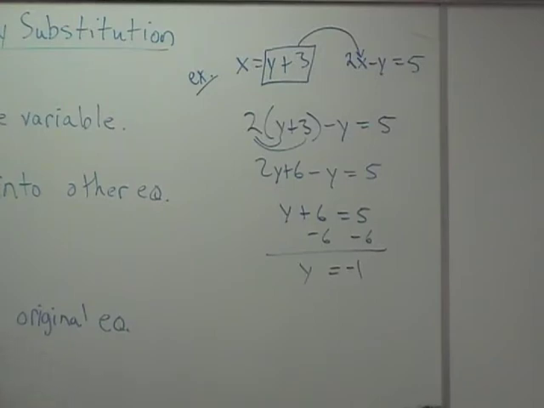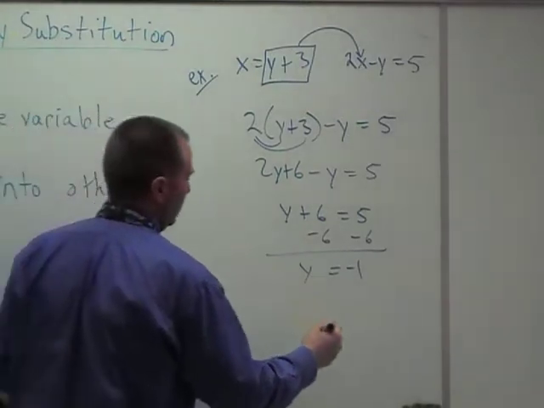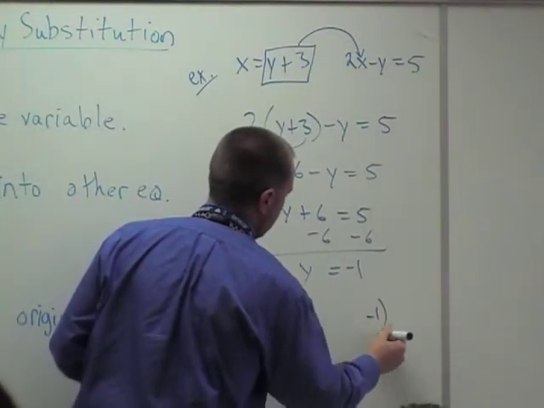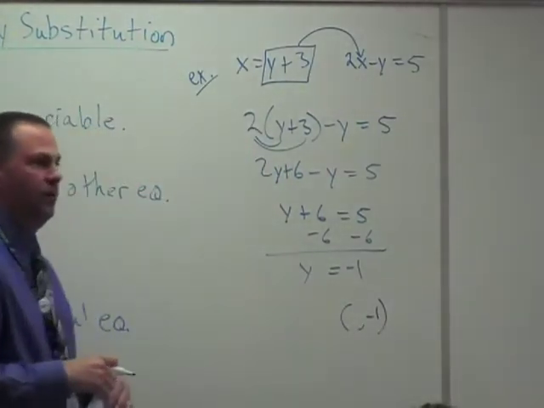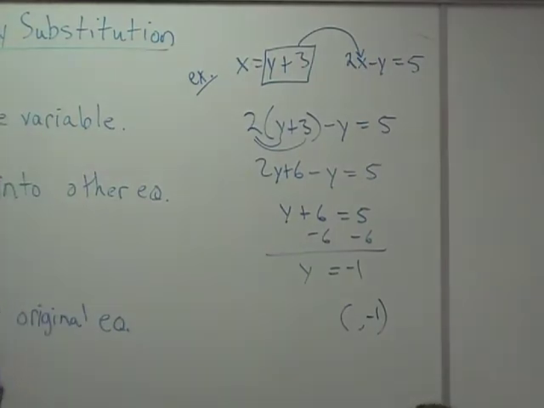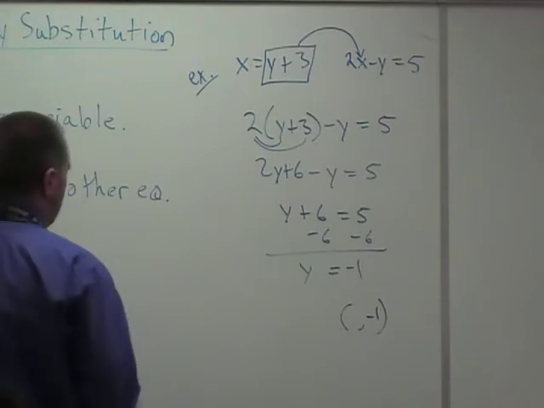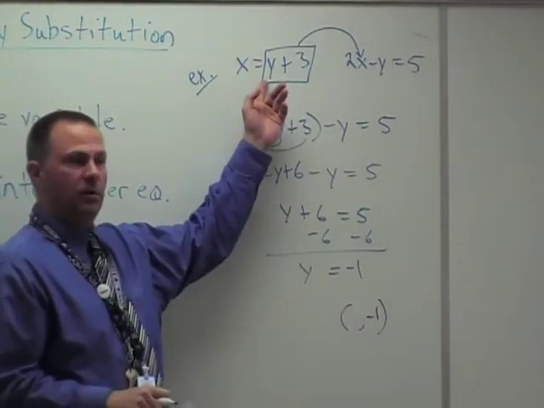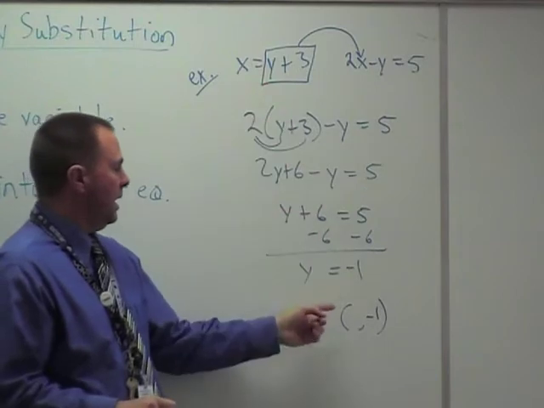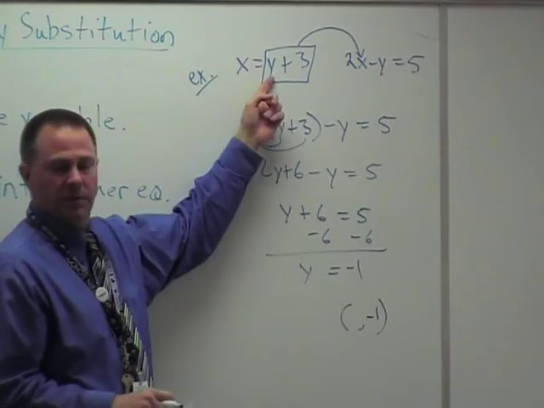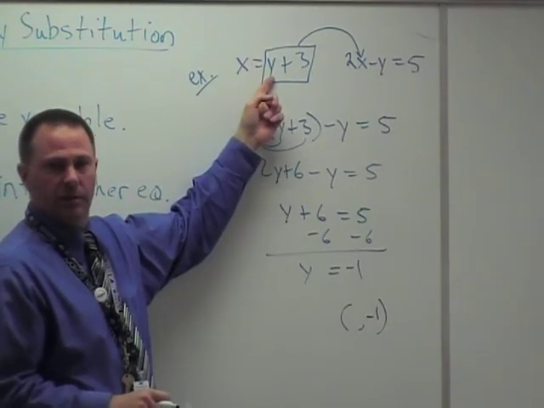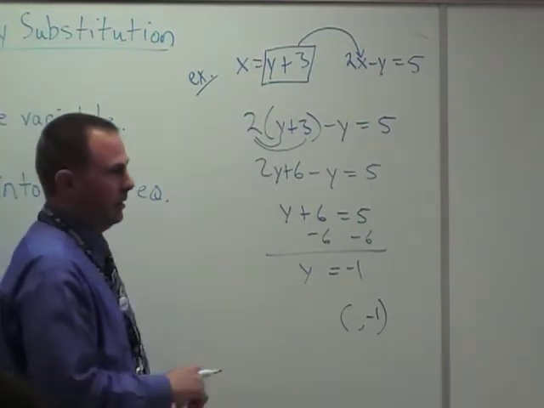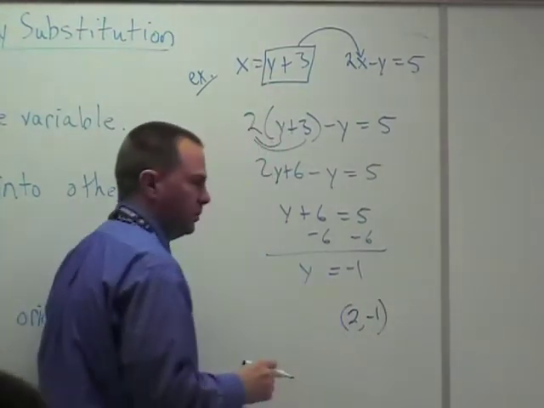Now, that was step 3. This is the y value of where the 2 lines cross. Now, to get the x value, step 4, substitute what y is back into an equation. If y is -1, what is x? 2. That's where the two lines cross.